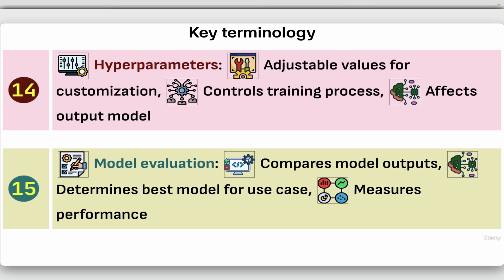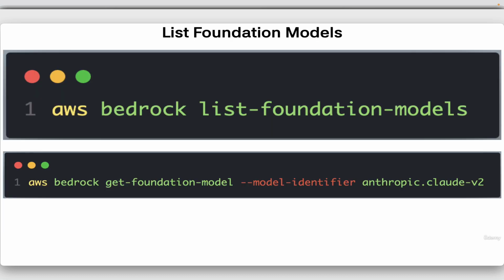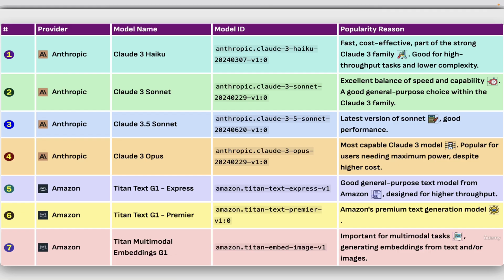Model evaluation: the process of evaluating and comparing model outputs in order to determine the model that is best suited for a use case. So how can you list foundation models? You can check in the console also, but if you are using the CLI, you can use this command, aws bedrock list-foundation-models. And if you want some more information, you can get it by issuing this command, aws bedrock get-foundation-model and the model identifier. So this is the list of all the foundation models.